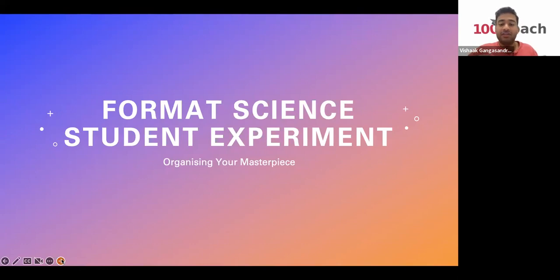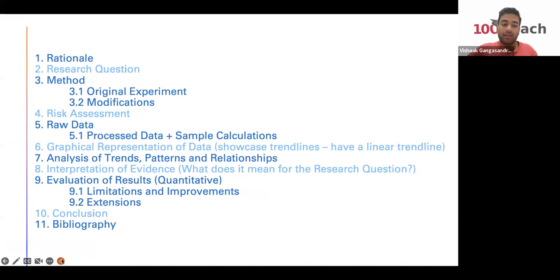Now, the format of a science student experiment, how to organize your masterpiece. This is the format that I would recommend. This is a format that got me 20 out of 20 and got most other students 20 out of 20. Take a screenshot of this. I won't stay on it too long because I do want to get through exemplars, but take a screenshot of this. Okay. In terms of word count, rationale, anywhere between 300, 400 words.